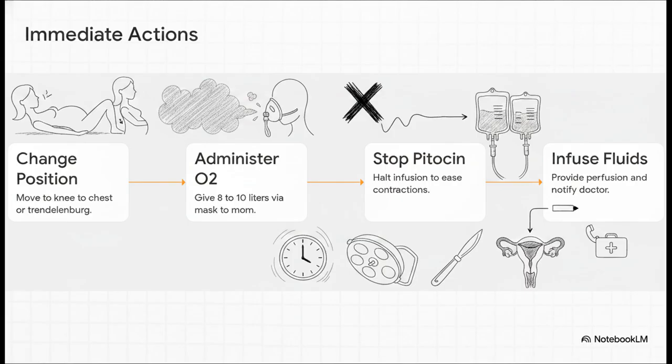Step 3. Stop any Pitocin infusion. Pitocin fuels contractions, and right now those contractions are actively harming the baby, so we shut it off. Step 4. Infuse IV fluids to help provide perfusion to the placenta and immediately get the doctor or midwife in the room. And listen, especially in the case of those late decelerations where the placenta is failing, these steps are really just buying you time to prep for an immediate emergency C-section.